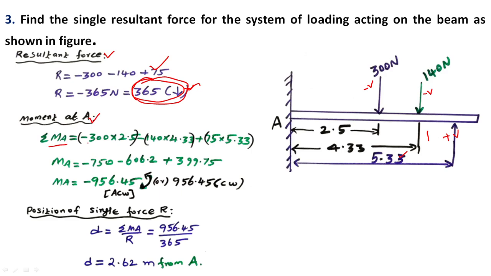Taking moment about A: clockwise is negative, anticlockwise is positive. So minus 300 into 2.5, clockwise load; minus 140, also clockwise, into 4.3; plus 75 into 5.33. Solving this simply, minus 750 minus 606.2 plus 399.75. So MA is equal to minus 956.45 in the anticlockwise direction. If we take clockwise direction, it is 956.